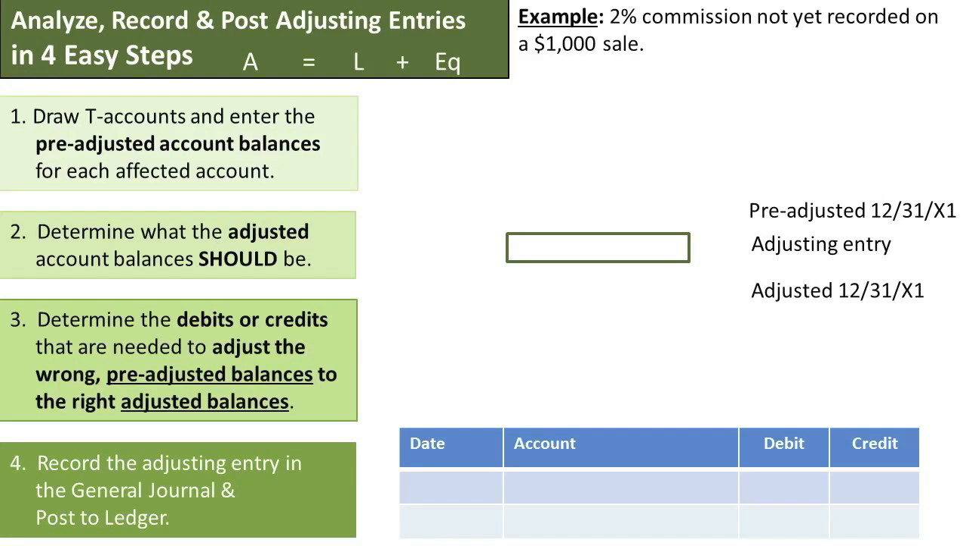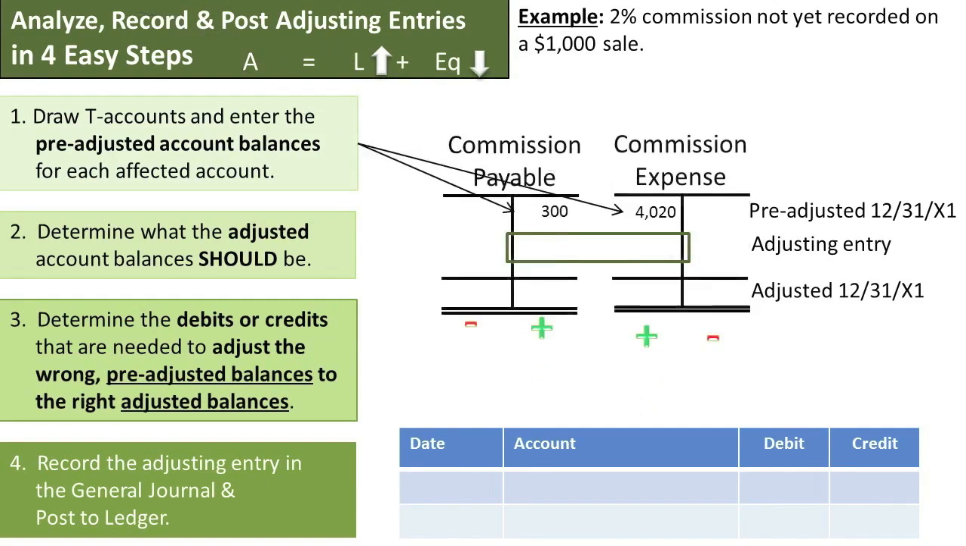A 2% commission has not yet been recorded on a $1,000 sale. If we haven't recorded it yet, that also means we haven't paid it yet, so we would have to increase our liabilities for that commission payable, and due to the increased commission expense, we'd have to reduce equity. The accounts involved are commission payable and commission expense.